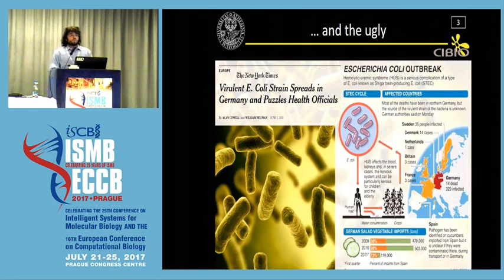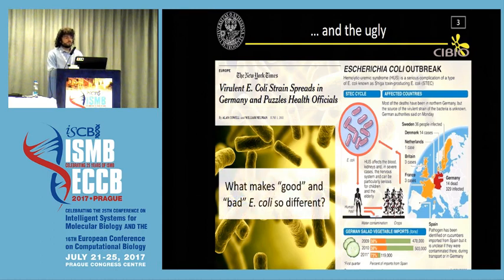And when things go bad, you'll certainly remember the German 2011 E. coli outbreak, in which more than 300 people got involved, and some of them eventually even died. And again, this is E. coli, the same name and the same species. So we may want to ask, what is different between these E. coli? What makes the good E. coli good and the bad E. coli bad? And that's true for any species that may come to your mind.